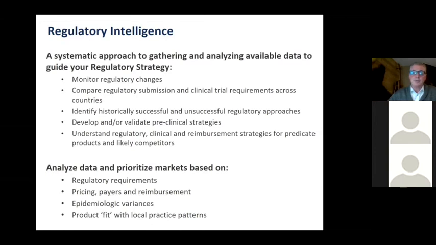Are you going to be doing enough to be able to justify taking this product into humans, or taking this product for clinical trials, or taking this product to market? Make sure you understand the regulatory, clinical, and reimbursement strategies for all of the predicate products and likely competitors that you're going to encounter.